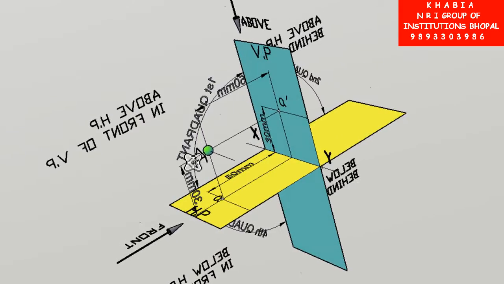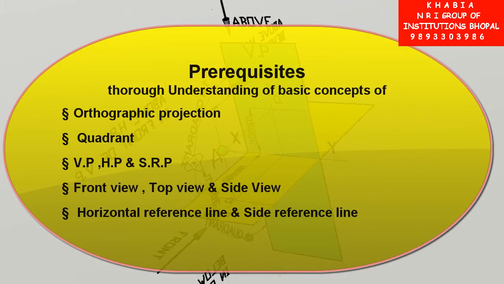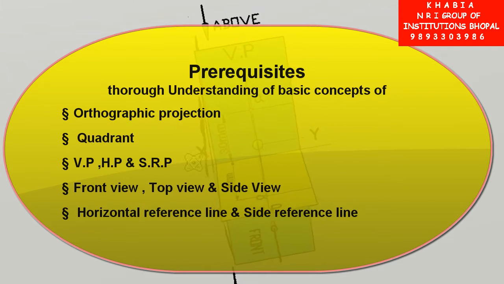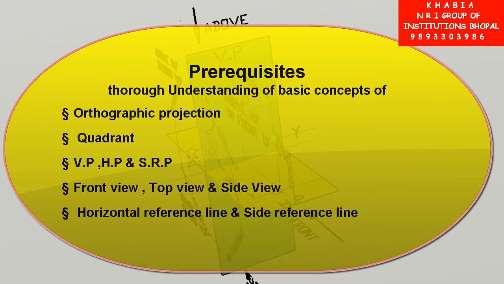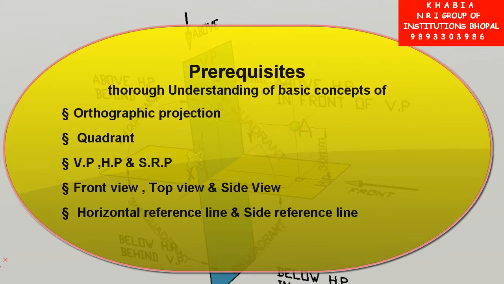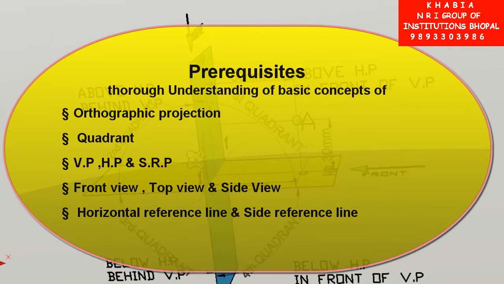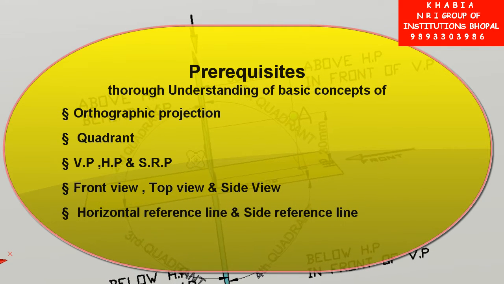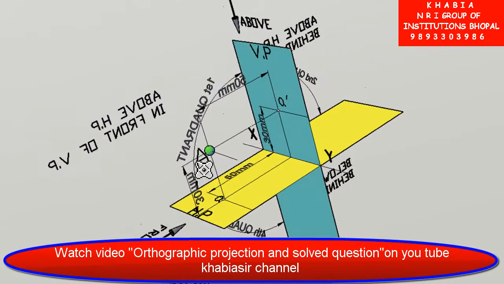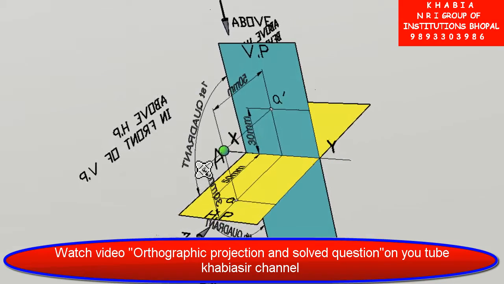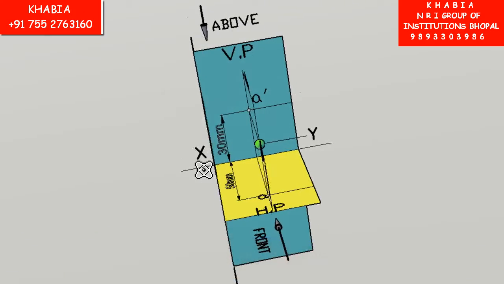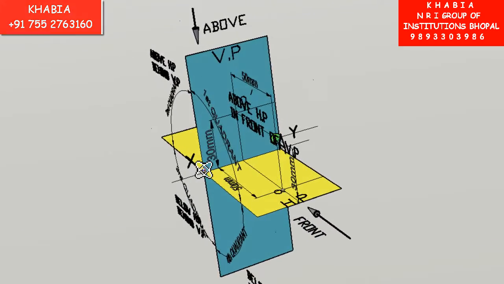Prerequisites for understanding this spoken tutorial are a thorough understanding of basic concepts of orthographic projection, quadrant, vertical reference plane, horizontal reference plane, and side reference plane, front view, top view and side view, horizontal reference line and side reference line. Watching the video orthographic projection and solved question on YouTube Khabia search channel will be of help in developing the necessary prerequisites for understanding this spoken tutorial.